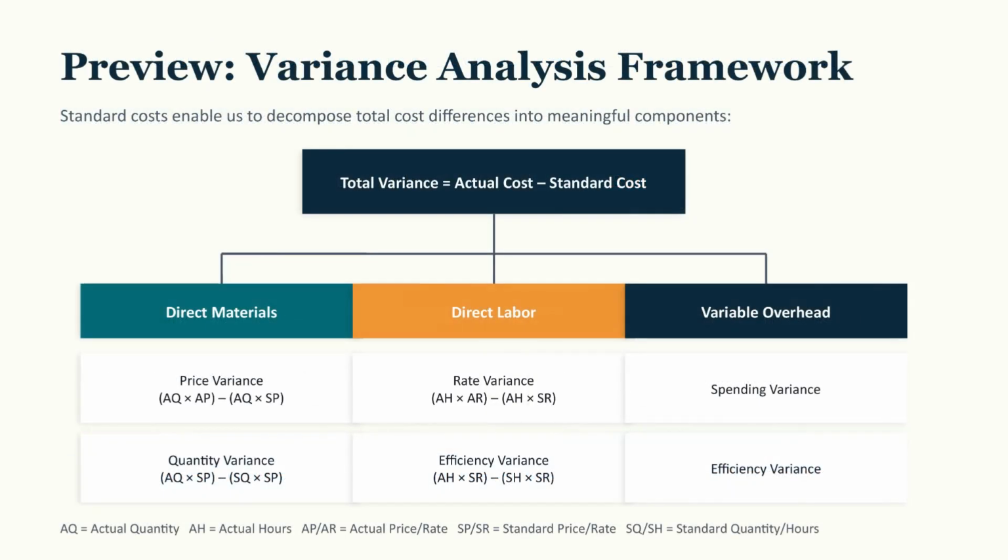In this preview, we introduce the framework for variance analysis. Total budget variance splits into direct materials, direct labor, and variable overhead components. Each component separates further into a price or rate variance and a quantity or efficiency variance. For direct labor, we refer to rate and efficiency, for materials, price and usage, and for overhead, spending and efficiency. This lays the groundwork for deeper analysis next module. It primes our next studies.